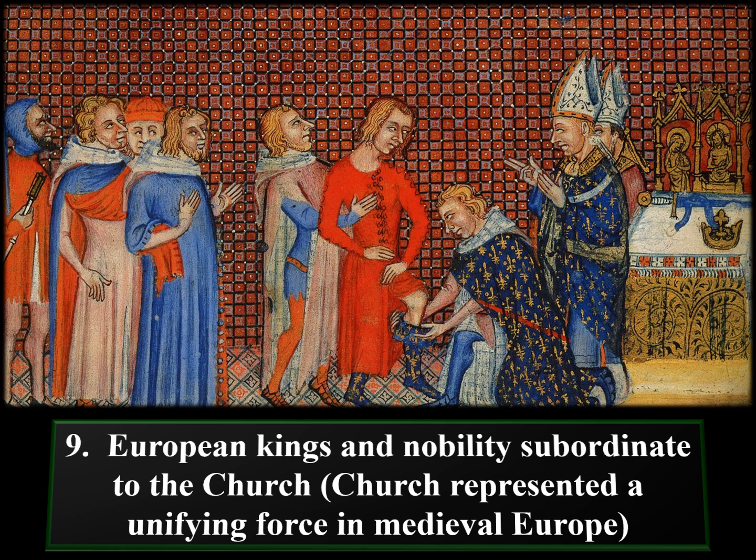European kings and nobility were often seen by the papal authorities as subordinate to the church, that the church represented a unifying force in medieval Europe that no king could challenge. Now, ultimately, this is going to lead to some more friction between those secular kings and the religious authorities over whose power is more important.